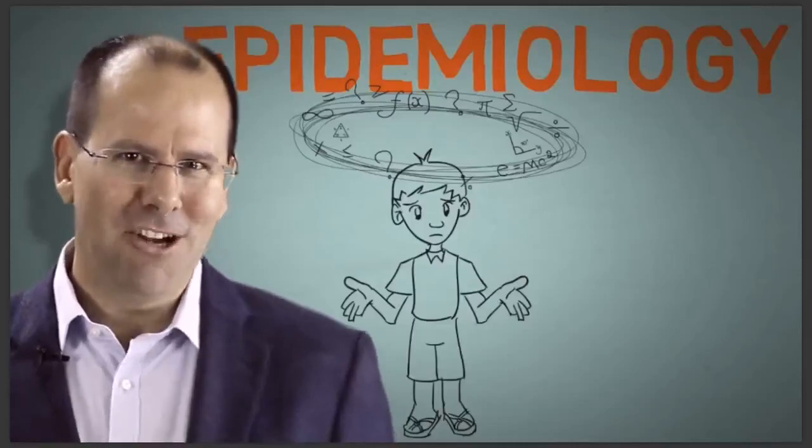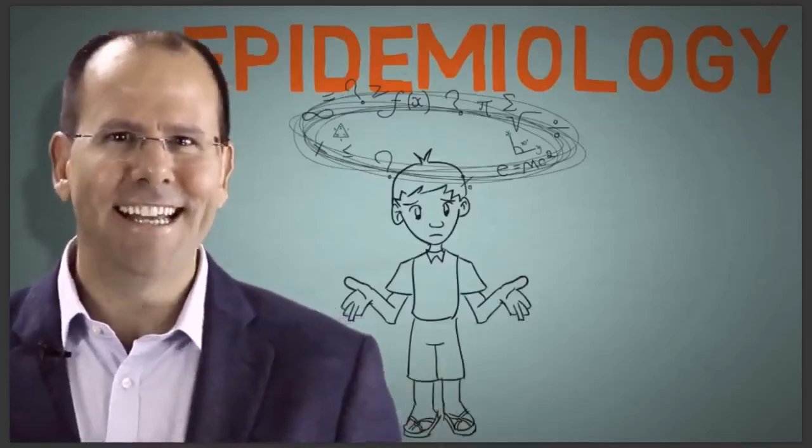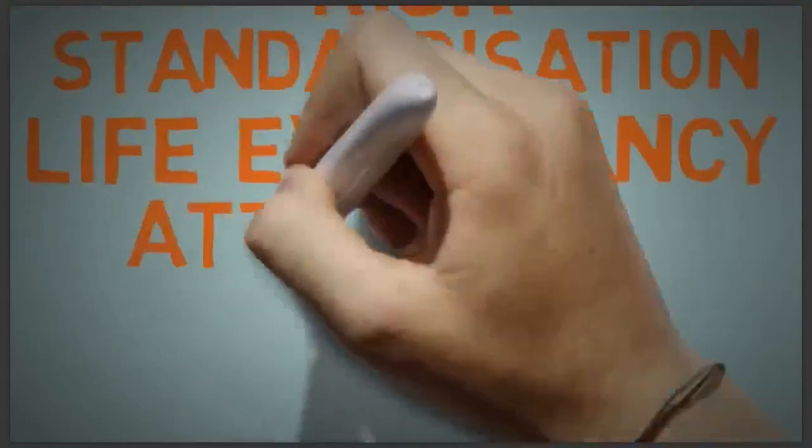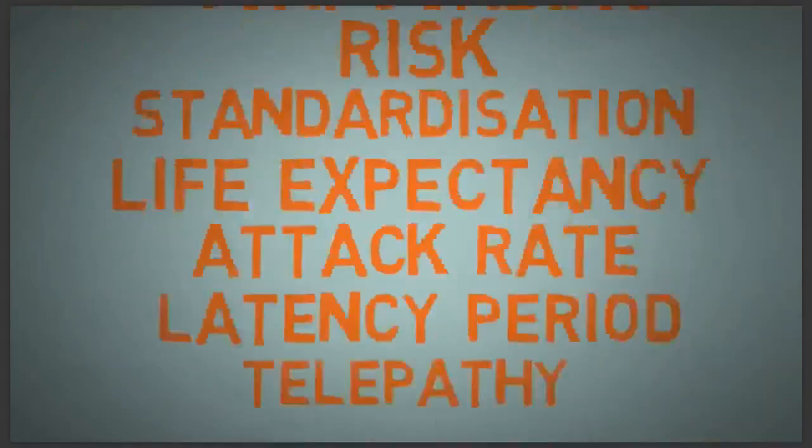Epidemiology often seems like a complex conglomerate of seemingly unconnected ideas. Again, very similar to the latest season of Game of Thrones. Things like study design, confounding, risk, standardization, life expectancy, attack rates, latency period, telepathy. Okay, not telepathy, I was just trying to make sure that you're paying attention. What I'm going to do is try and simplify epidemiology, boil it down to a one-sentence definition that's going to give you some context. It'll be like a canvas onto which you can hang these various ideas so that when you take a step back and look at the big picture, you know exactly how these things fit together.